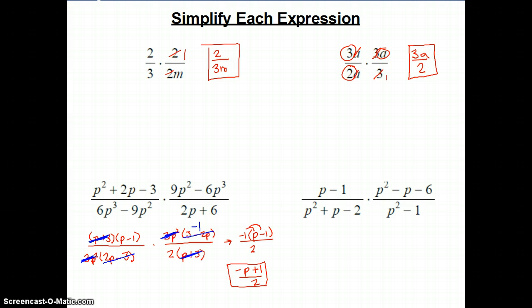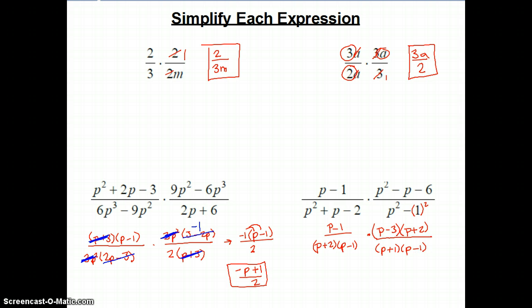To the right, again, we factor each of our numerators and denominators completely. P minus 1 cannot be factored, but the denominator may be factored into p plus 2 times p minus 1 times, on the right, this factors into p minus 3 times p plus 2. And the denominator, you should be able to recognize as the difference of squares. P squared minus 1 is also p squared minus 1 squared. Since I have the bases being squared, I take those bases and add them to get p plus 1 and subtract them to obtain p minus 1.